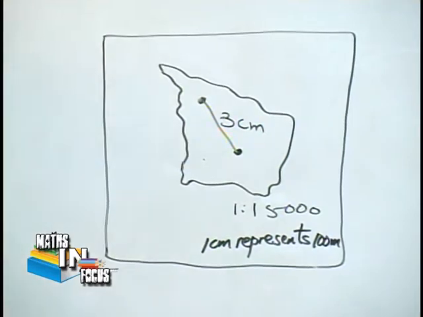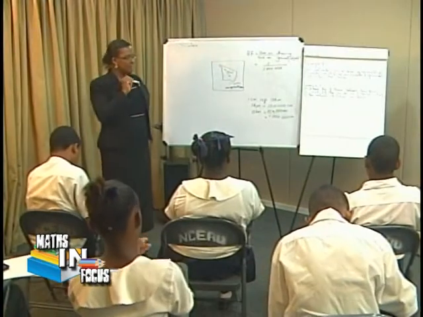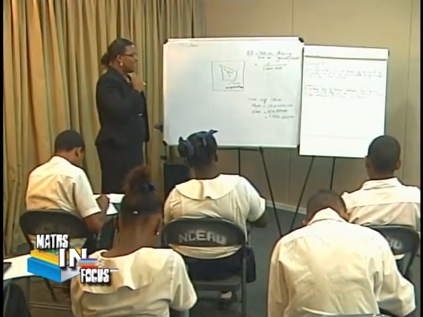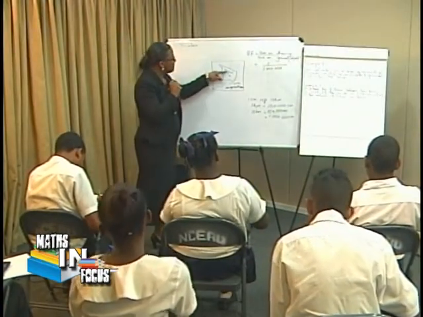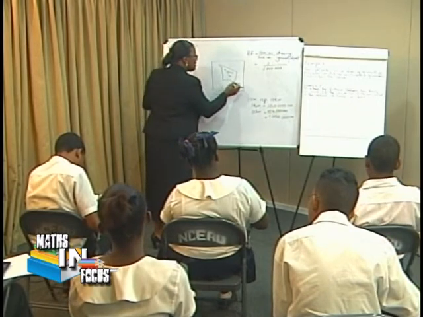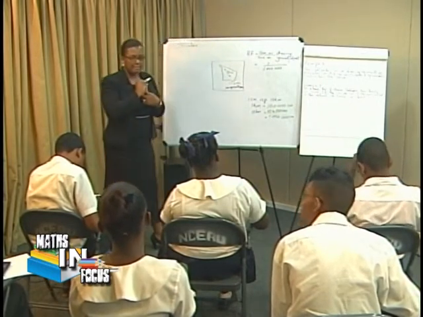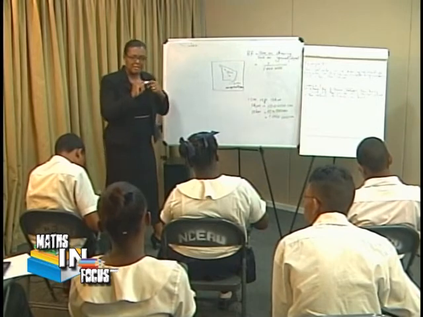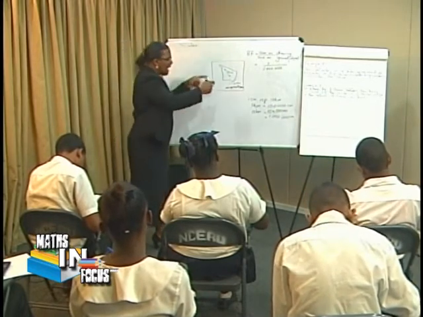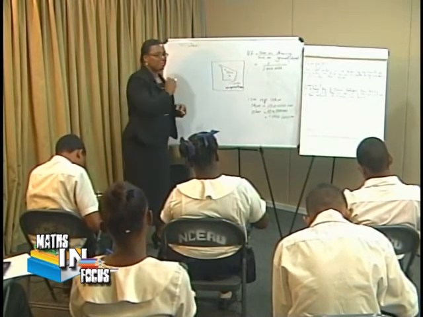Now, we are going to let your brains tickle first before we scribble it on the board. Quickly, let me see what is going to be your approach. Every time I take 1 cm, I'm actually taking 15,000. There are 3 cm on this map. What's the actual distance on the ground?